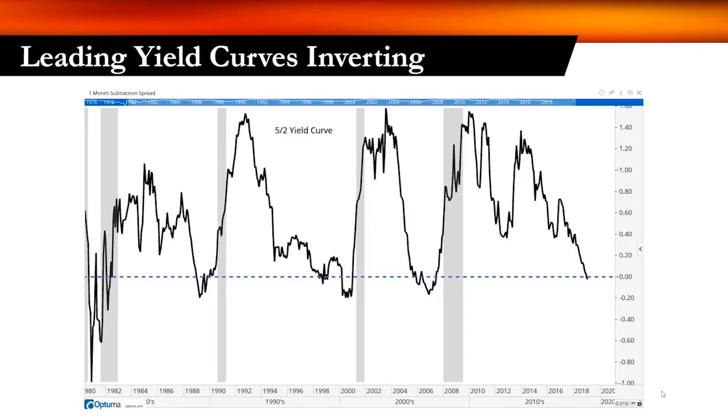Here's a yield curve of the 5-2 Treasury. What that means is it's the 5-year minus the 2-year. The more popular one is the 10-2, that's the 10-year minus the 2-year. Well, what we find is the 5-2 leads the 10-2, and the 5-2 has already inverted. That means we should expect the more popular 10-2 to invert soon. So that's what we're watching for now. The 5-2 has already told us an inversion is likely in the more popular yield curve. So we already have a warning: recession on the way.